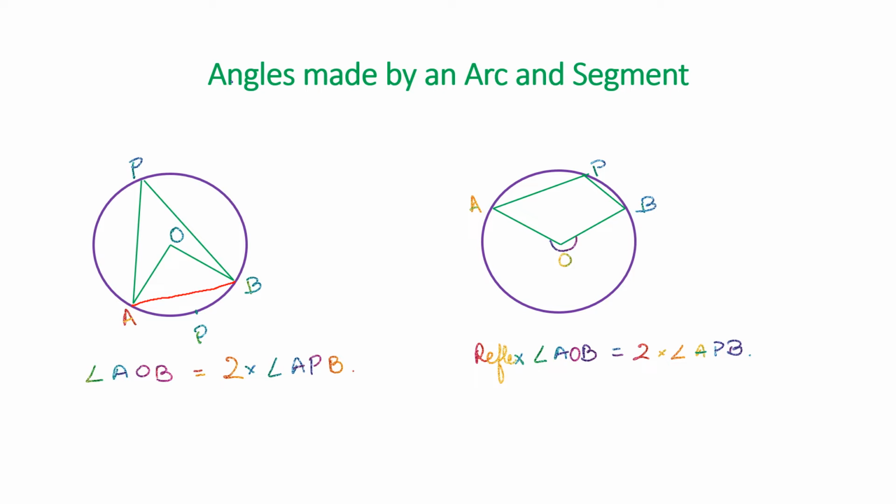If I take chord AB, this angle AOB would have been this. But no, I am looking at the reflex angle AOB. You see the chord AB, you have one angle on this side and the other angle on this side. So in such a situation, you will look at the reflex angle AOB. This reflex angle AOB is 2 times the angle APB.